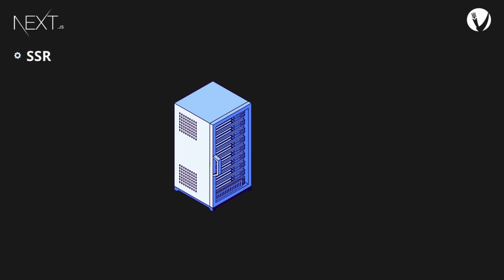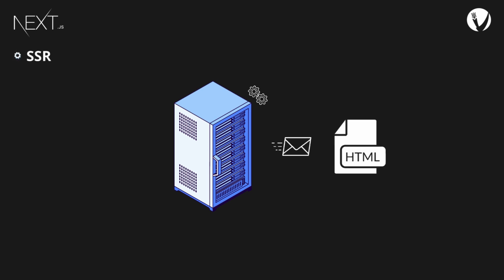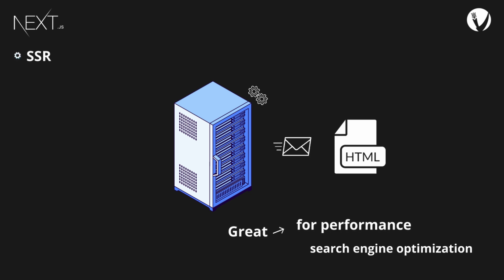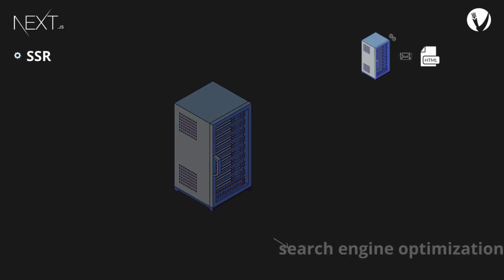One of the standout features of this framework is server-side rendering, or SSR for short. With SSR, your web pages are rendered on the server and sent to the client as fully formed HTML. This means that when a user requests a page, they receive a complete HTML document, which is great for performance and search engine optimization. SSR allows your web pages to load quickly, as the initial rendering is done on the server, reducing the time spent waiting for the client-side JavaScript to load and execute.